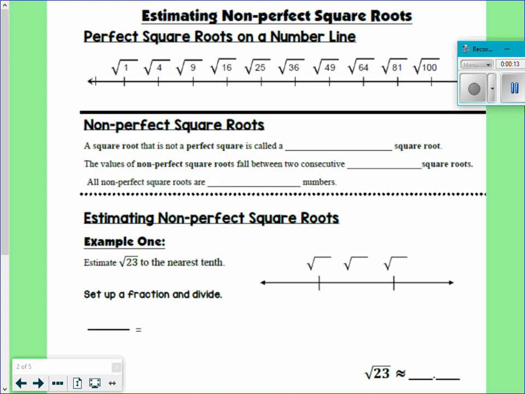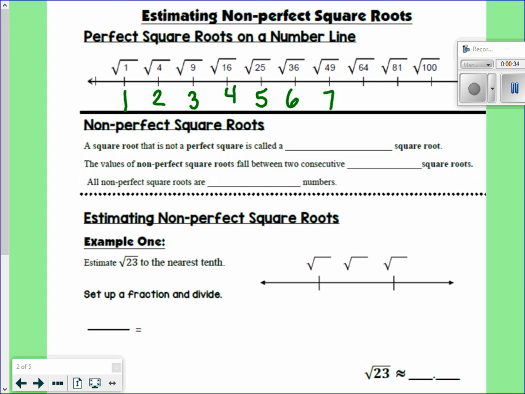The square root of 1 is 1. Square root of 4, 2. Square root of 9, 3. Square root of 16, 4. Square root of 25. Go ahead and write it down. That's helpful what we're using today. Square root of 36, 6. Square root of 49, 7.